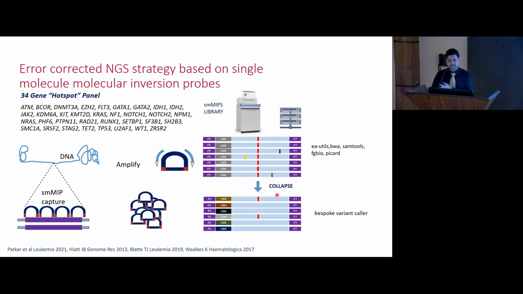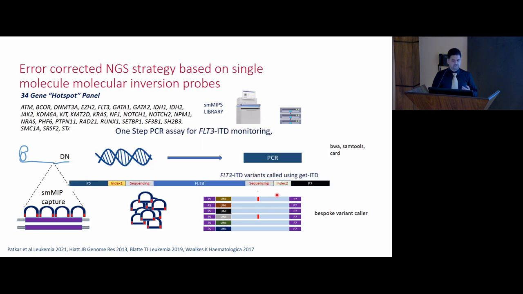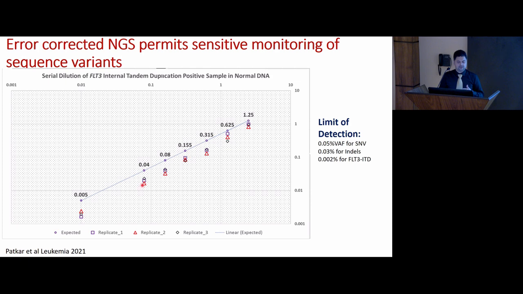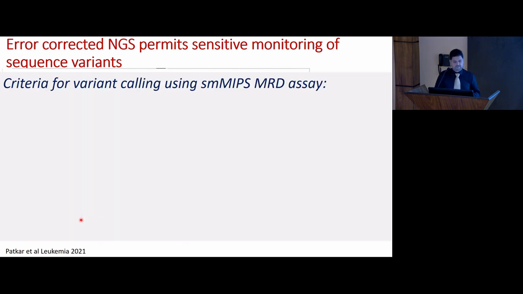We have patented this, and we are starting a large cohort of AML to test for this particular mutation with a clinical question in mind. So for FLT3 mutations, again, we developed a one-step PCR assay, and you can see here that you can detect mutations. Generally, if they are indels, you can go up to 0.03, and if they are SNVs, you can go up to 0.05. If you don't use error-corrected sequencing for FLT3, we could go as low as 0.02. So you can see triplicates here in a dilution at 0.002. You can go very, very sensitively for FLT3.